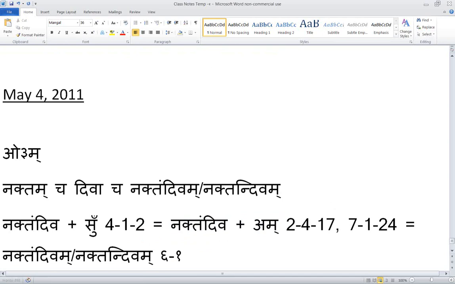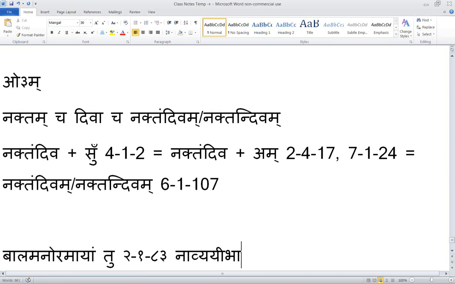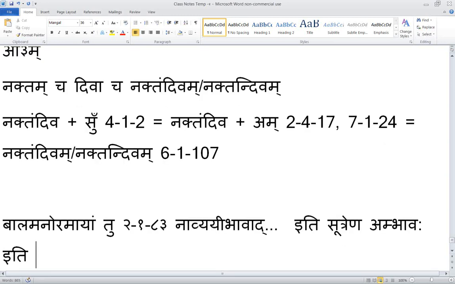What I will put is like this: Bala Manoramayam tu Bala Manorama tu, Navya Bhavat, iti sutrena ambhavaha iti sthitam. So this is what the Bala Manorama says. Iti sthitam.